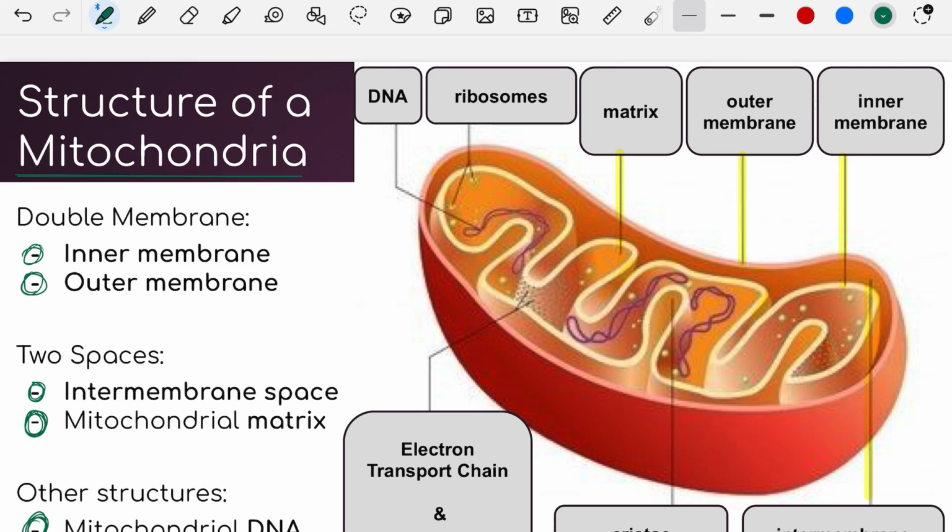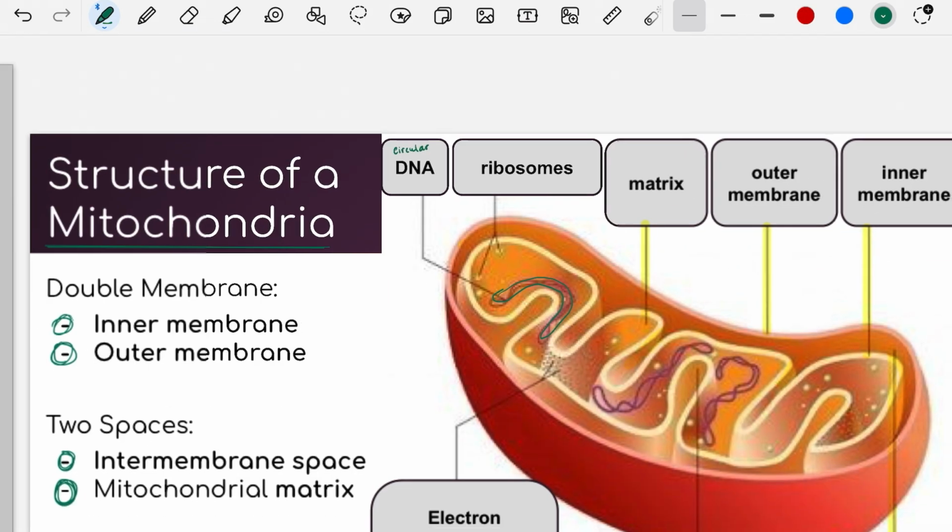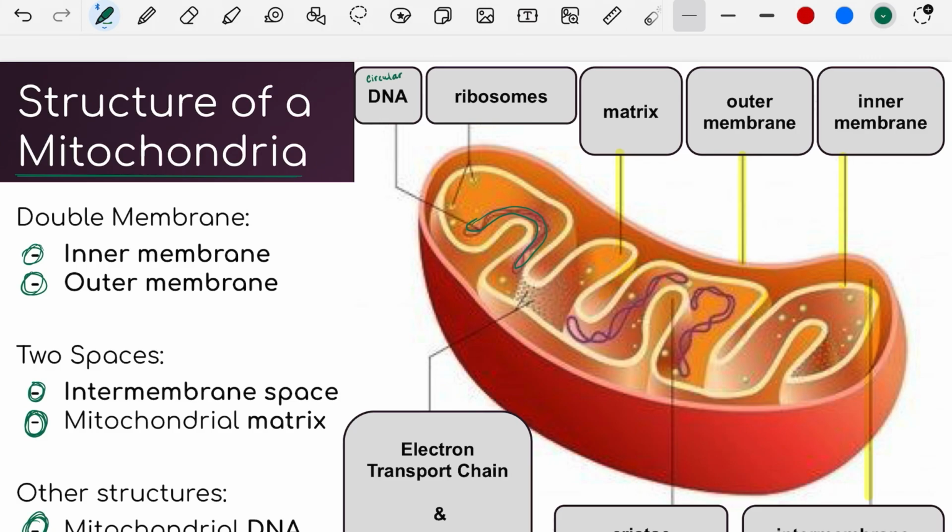It's called mitochondrial DNA, and it's a circular loop, right? So these pieces of DNA are loops of DNA. They are not linear like eukaryotic DNA. They are circular DNA, just like prokaryotes. So that's why scientists think that mitochondria came from a prokaryote during evolution long, long ago.